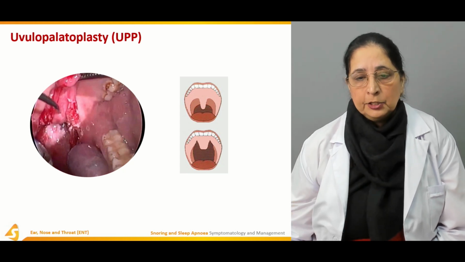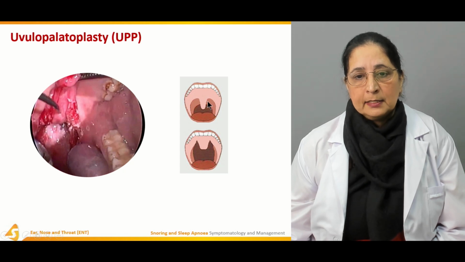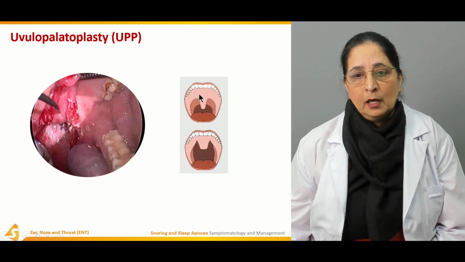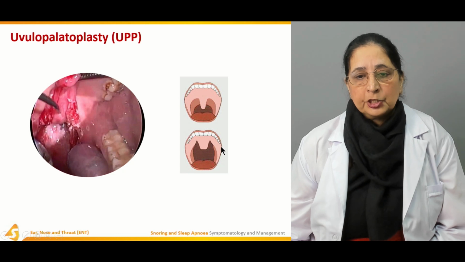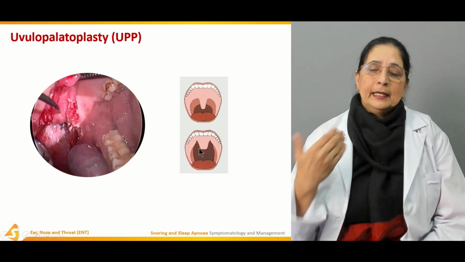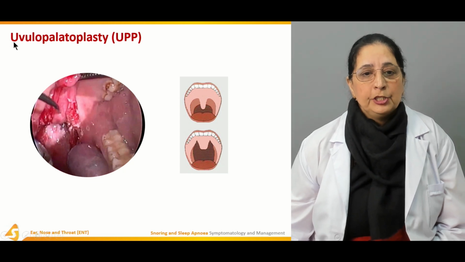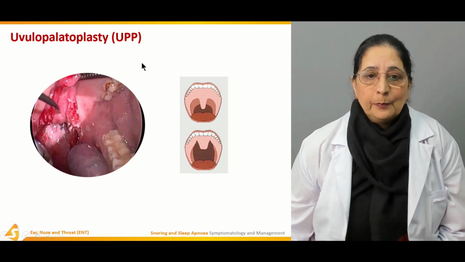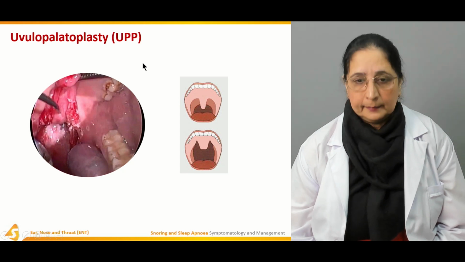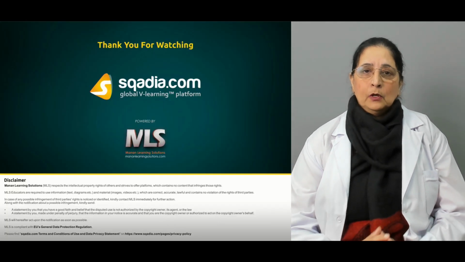Uvulopalatoplasty, in which you can see the diagram, the difference. With an elongated uvula, a reduction in size is done, and that can help in relieving the obstruction. So that's one procedure, uvulopalatoplasty. Plasty is repair. So that was all about section 2.